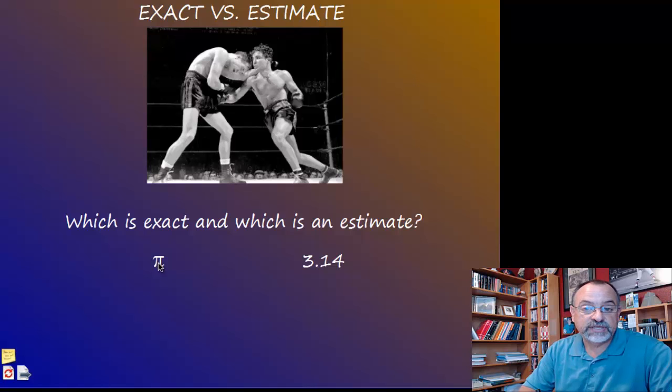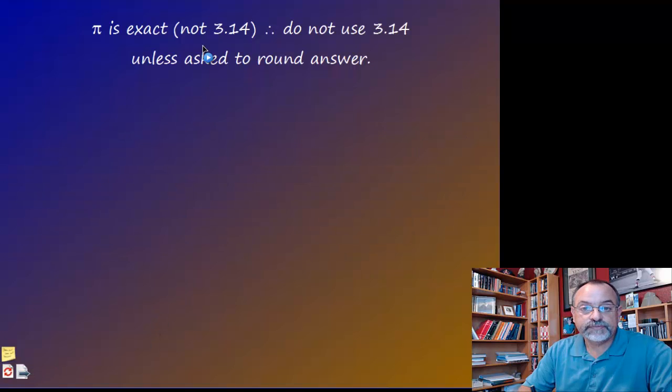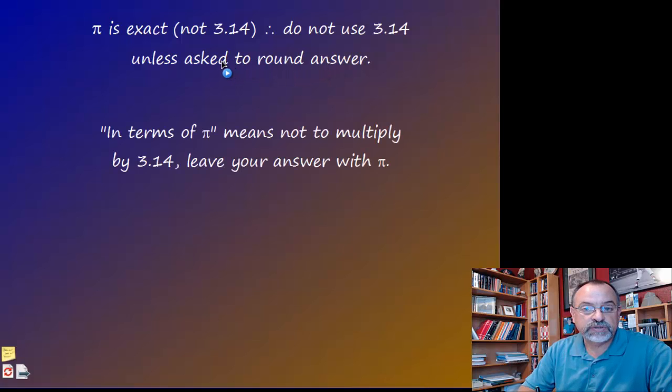All of those decimal places that aren't used are represented by this symbol. So this would be the exact value of pi. This is an estimated value of pi. So pi is exact, not 3.14. Therefore, we don't want you to use 3.14 unless you're asked to round an answer. This is very, very important.